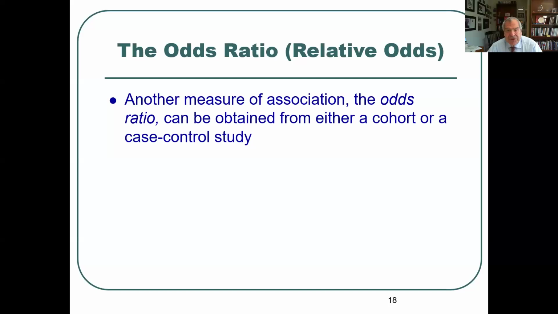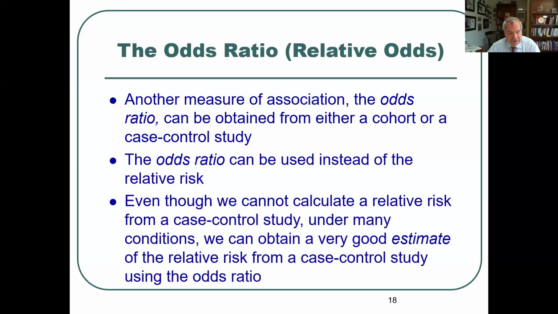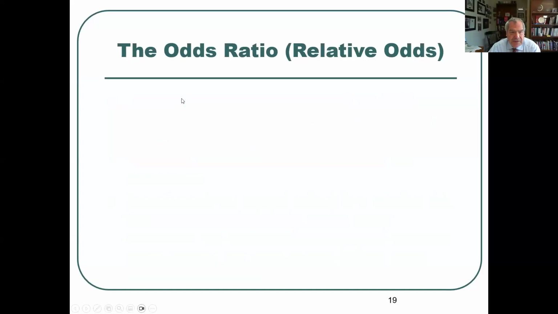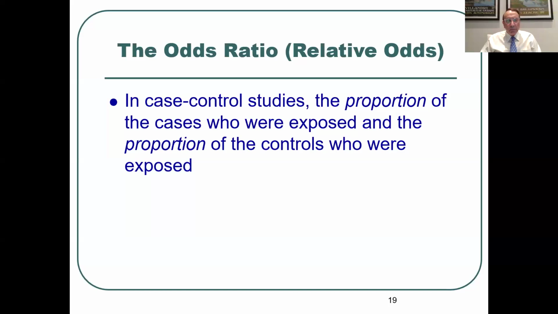So this is the odds ratio that we have. We can calculate this from either a cohort, but we're going to calculate it from a case control study now. And oftentimes the odds ratio can be used instead of the relative risk when we are not able to determine incidence. Again, the odds ratio can be a good estimate, which is what we would use when we look at a case control study. Again, in a case control study, it's going to be the proportion of the cases that were exposed and the proportion of the controls that were not exposed.